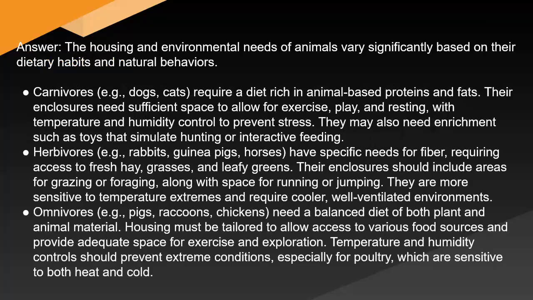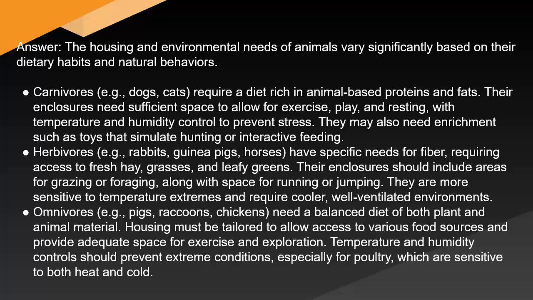What are the key differences in housing and environmental care needs for carnivorous, herbivorous, and omnivorous species? Answer: the housing and environmental needs of animals vary significantly based on their dietary habits and natural behaviors. Carnivores, e.g., dogs, cats, require a diet rich in animal-based proteins and fats. Their enclosures need sufficient space to allow for exercise, play, and resting, with temperature and humidity control to prevent stress. They may also need enrichment such as toys that simulate hunting or interactive feeding.